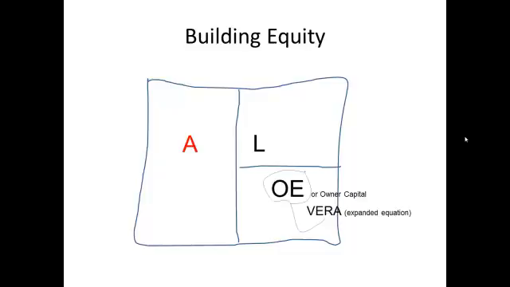We looked at the expanded equation in a previous lecture. VERA expands the activities, the four activities that change owner's equity. Investments by the owners increases it. Expenses decrease owner's equity. Revenues or sales increase owner equity, and takeaways, withdrawals, reduce owner's equity.